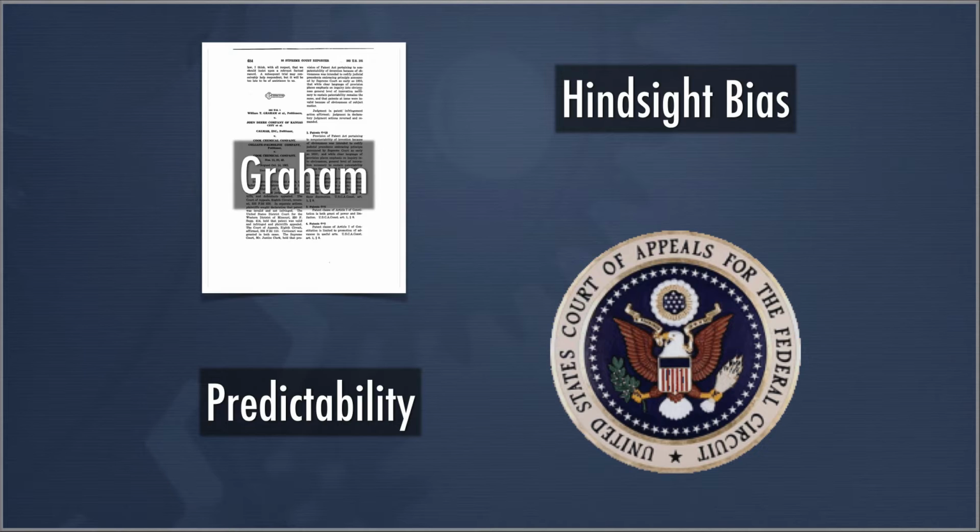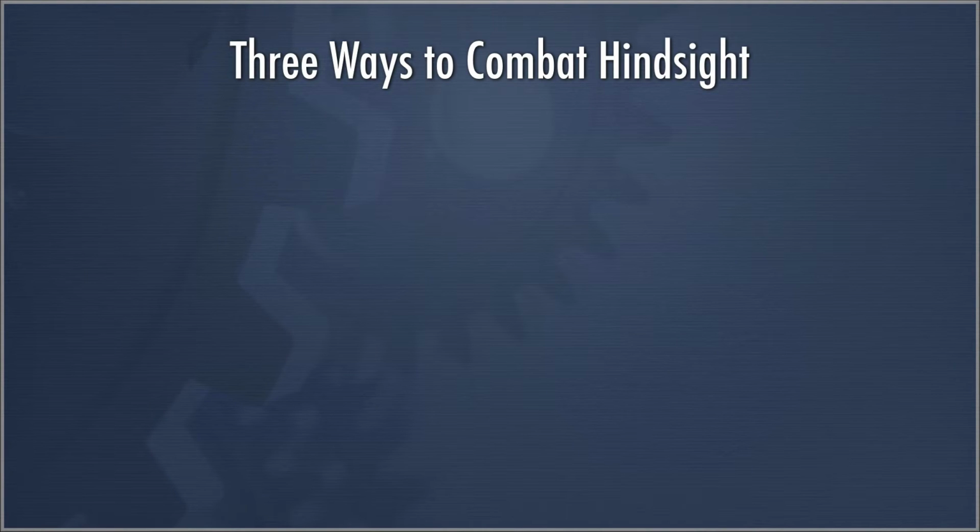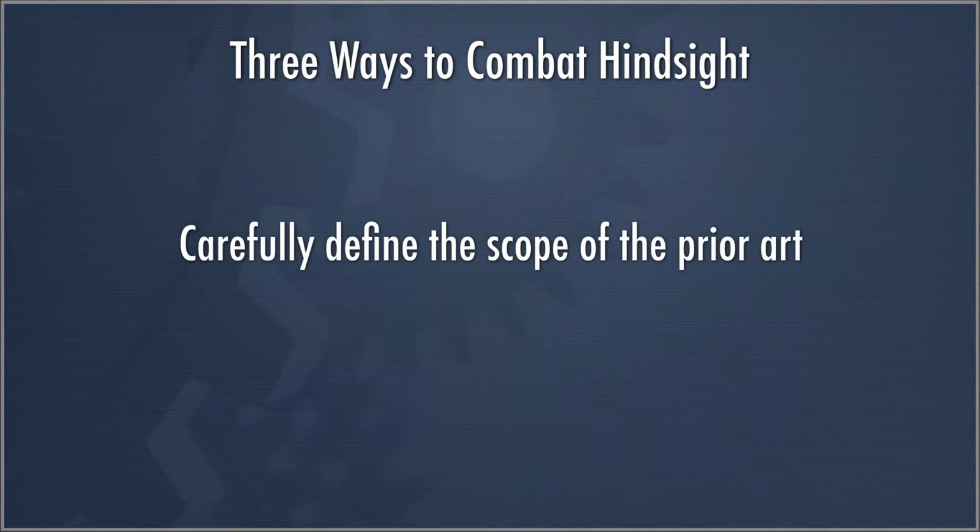So what the Federal Circuit tried to do throughout the 80s, 90s, and early 2000s is take the Graham framework and infuse it with various tests, analyses, and so forth that tried to, at the same time, be predictable and help avoid hindsight bias. And so there are really three ways that the Federal Circuit developed tools to combat hindsight.